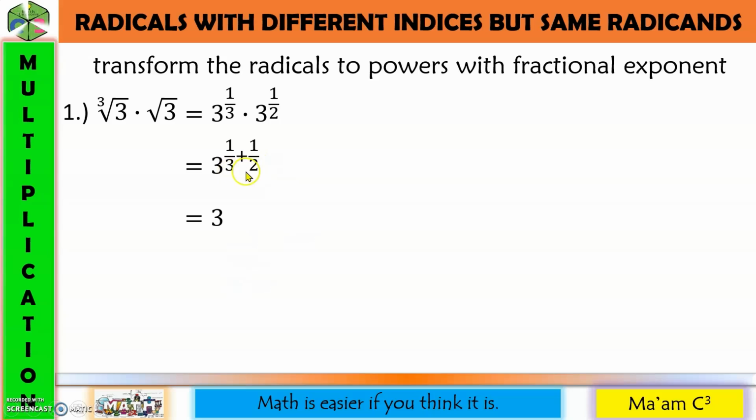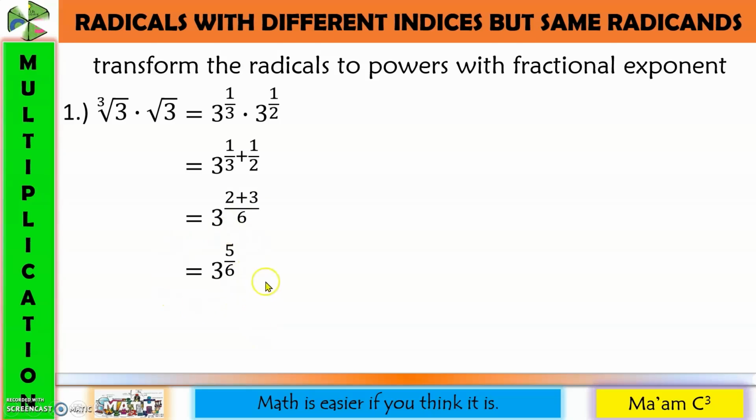And the LCD of 3 and 2 is 6. So 6 divided by 3 is 2, times 1 is 2. And then we copy plus. 6 divided by 2 is 3, times 1 is 3. 2 plus 3 is 5. So we have 3 raised to 5 over 6.